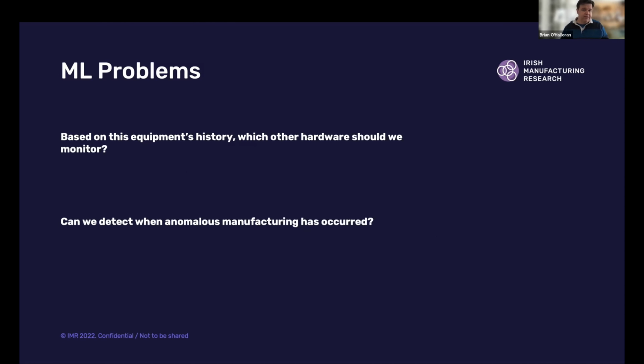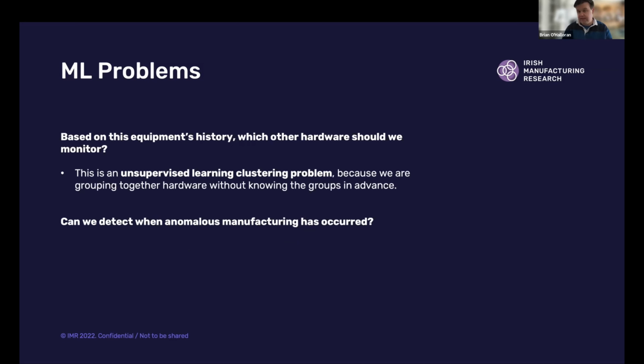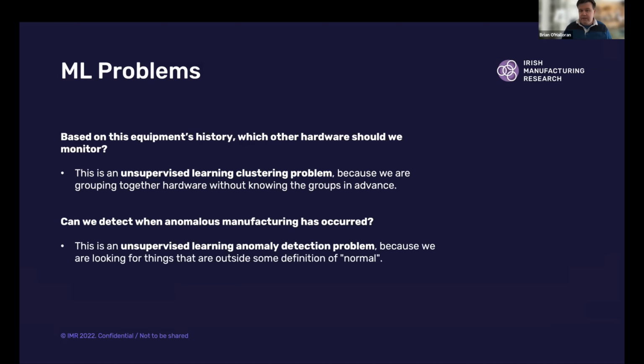Based upon the equipment's history, what other type of hardware should we monitor? Well, this is an unsupervised learning problem. It's a clustering problem because we're trying to group together hardware without knowing the groups in advance. So we have no labels. And then finally, can we detect when anomalous manufacturing has occurred? Again, this is an unsupervised learning problem. It's anomaly detection, because we're trying to look for things which are outside some definition of normal.